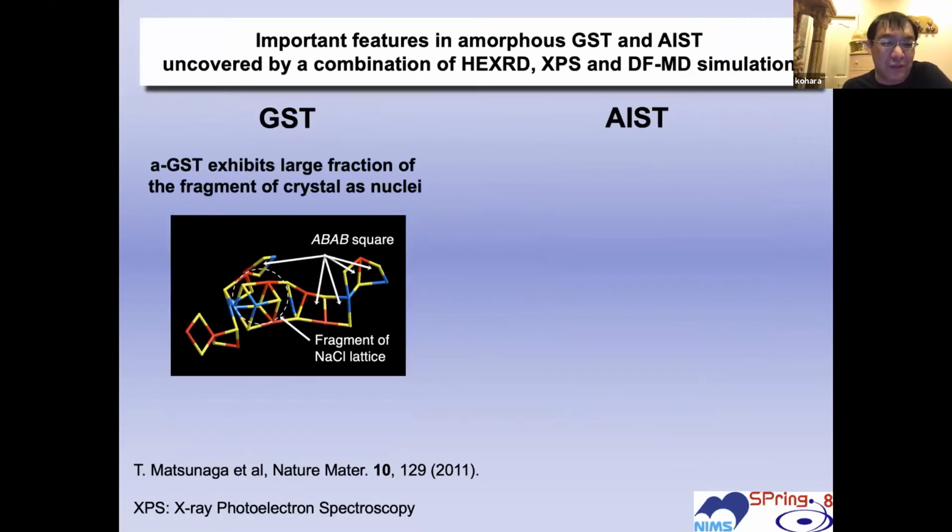And this is a collaboration with Bob. We found that in GST, a large fraction of fragments of crystal exist as nuclei. This is what we picked up from the configuration of the DFMD simulation. We can see some fragments of rock salt lattice, with A being germanium or antimony and B being tellurium, an AB square, some sort of covalent network.